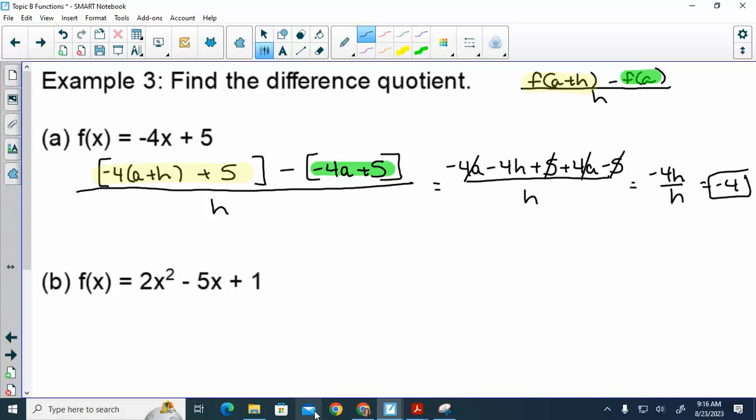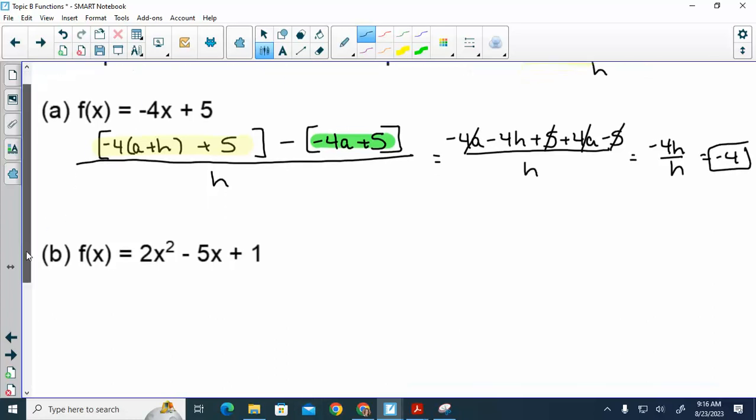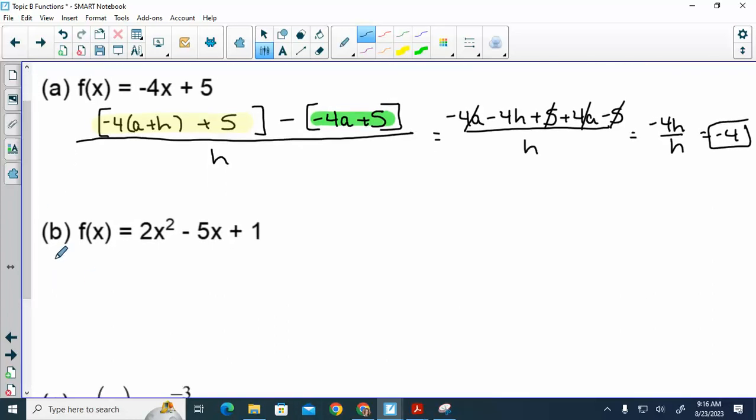Showing your work is really important, not because I expect you to write everything down, but people tend to make mistakes when they don't write something down. So if you're one of those people, write what you need to, okay? So this one, f of a plus h. So I'm going to replace my x's with a plus h.